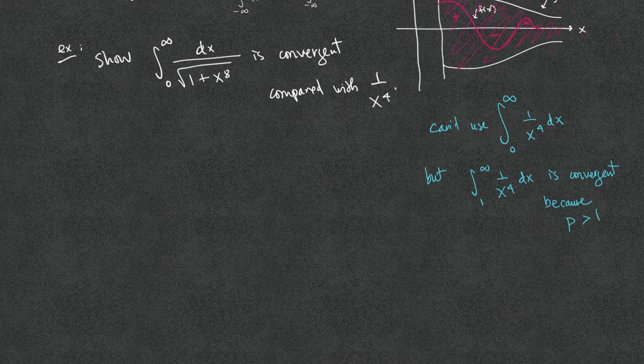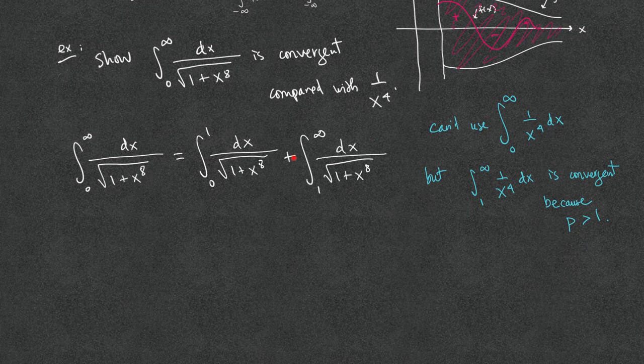So we will break the integral from 0 to infinity of dx over the square root of 1 plus x to the 8th into two integrals. One goes from 0 to 1 and the other goes from 1 to infinity, so that we can compare the latter with 1 over x to the 4th. The first integral on the right hand side is over a bounded interval, so it is convergent. It will be a finite number.